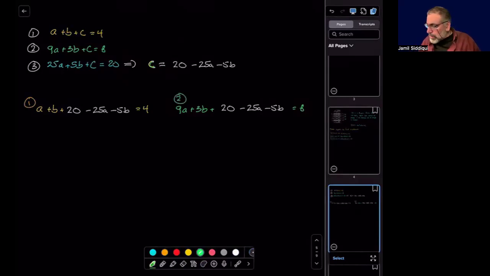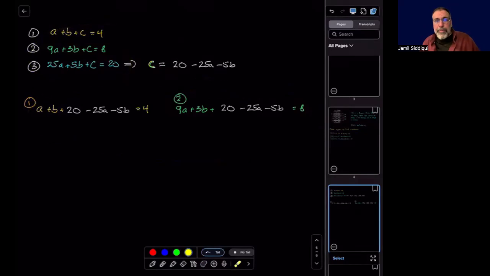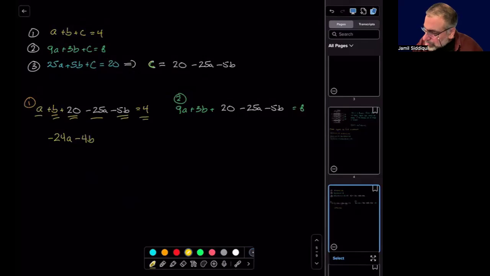And what has that done for us? It's gotten rid of one of the unknowns. We've gone from three equations, three unknowns, to two equations, two unknowns, and we're much, much, much more comfortable in that situation. So let's go combine like terms. We're going to get negative 24a right there. Negative 24a when we combine these two guys. Let's go get those b's. We've got negative 4b. And now let's bring this 20 to the other side by subtracting it. That's going to give us negative 16.